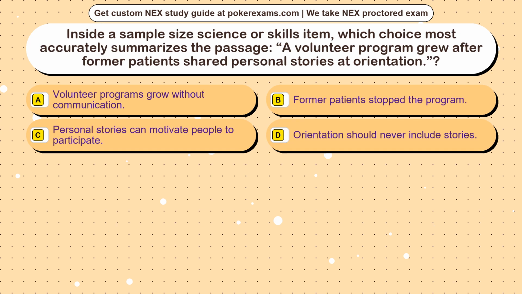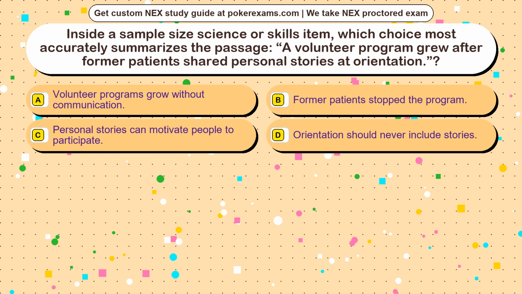Question 24. Inside a sample size science or skills item, which choice most accurately summarizes the passage? A volunteer program grew after former patients shared personal stories at orientation. Option A, volunteer programs grow without communication. Option B, former patients stopped the program. Option C, personal stories can motivate people to participate. Option D, orientation should never include stories.